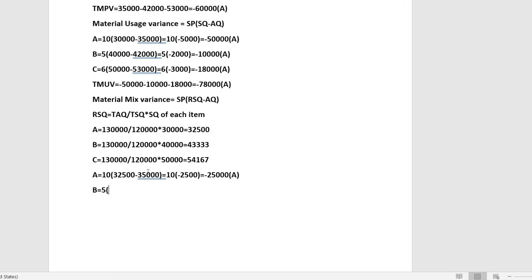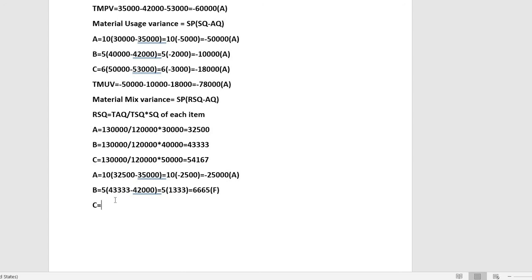Next, for material B, the standard price of material B is 5 rupees into revised standard quantity 43,333 minus actual quantity 42,000. So therefore 5 into 43,333 minus 42,000, 1,333 is the difference. So therefore 5 into 1,333, 6,665, which is favorable variance.